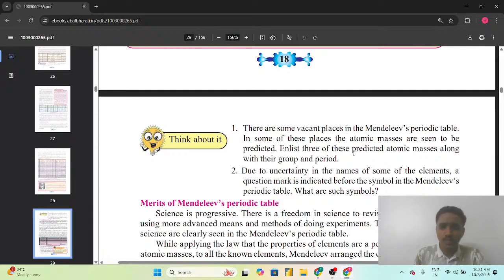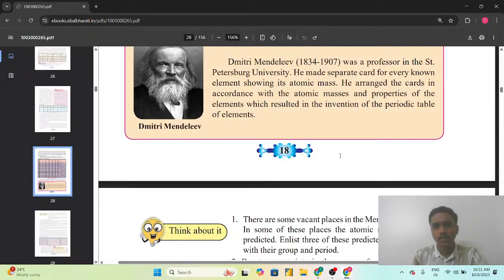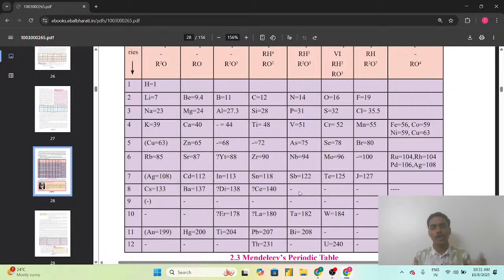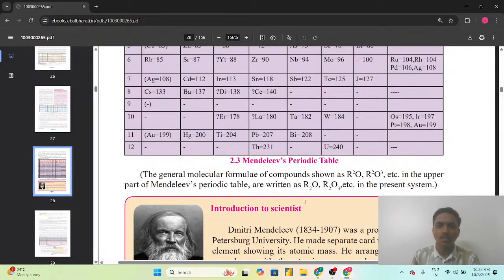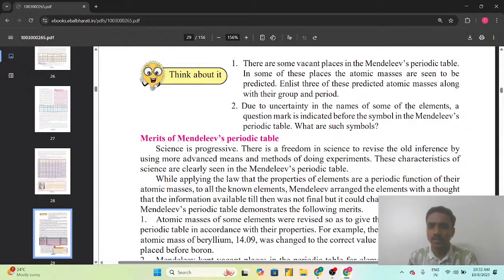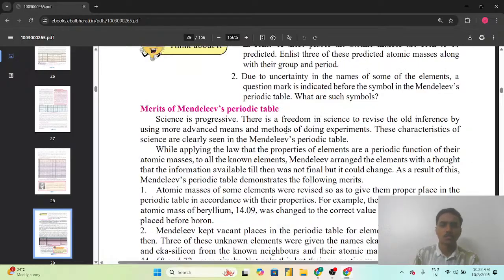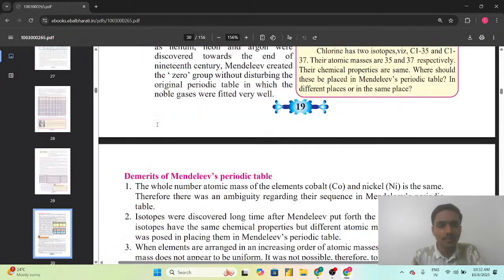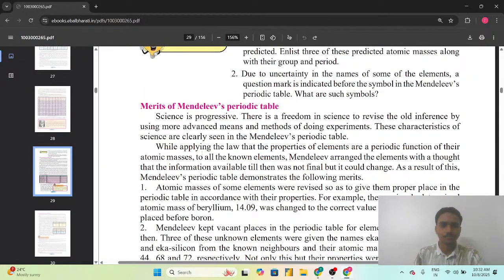तो उन्होंने क्या किया था कि जो यहाँ पर वैकेंट स्पेसेस हैं तो इनके जो एटॉमिक मासेस हैं वो उन्होंने प्रिडिक्ट भी किए थे कि यानी जब फ्यूचर में जो एलिमेंट डिस्कवर्ड होगा तो उसको हम इस बॉक्स में प्लेस कर सकते हैं। Second, due to uncertainty in the names of some elements, a question mark is indicated before the symbol in Mendeleev's periodic table. What are such symbols? तो चलिए देखते हैं merits and demerits of Mendeleev's periodic table.